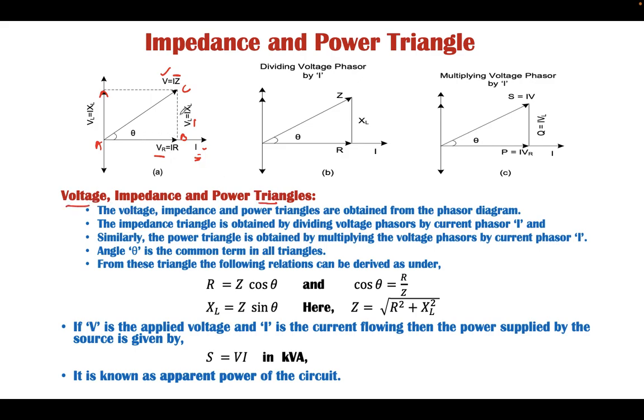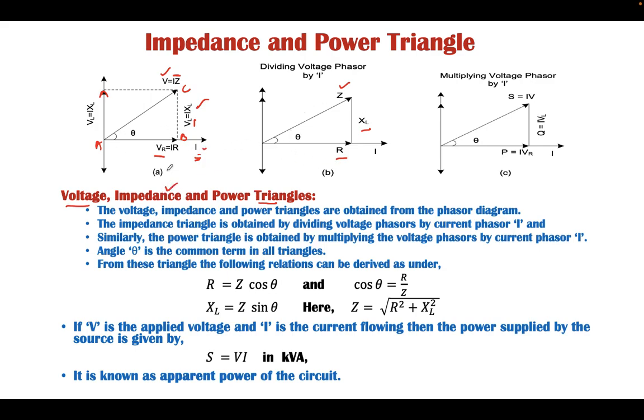If we divide these three phasors by I, then it will remain only R here, only XL here, and here we will have Z. Then this equivalent triangle is known as the impedance triangle.